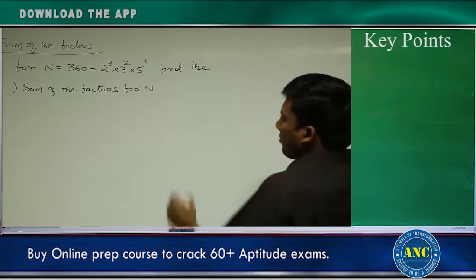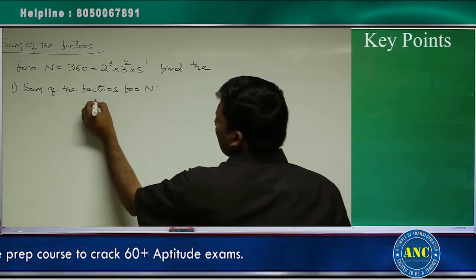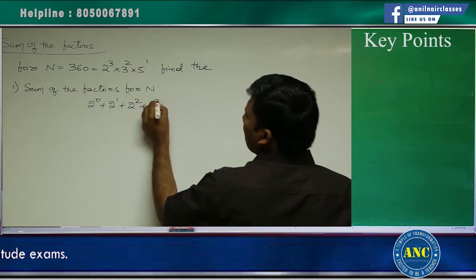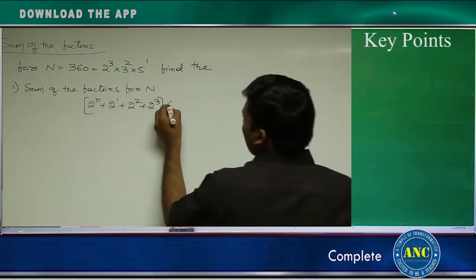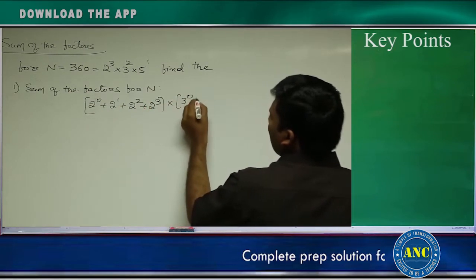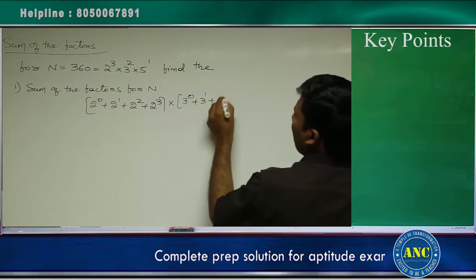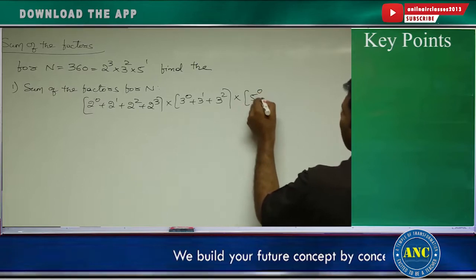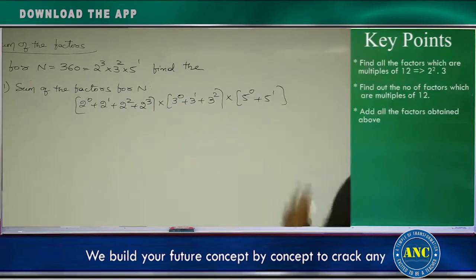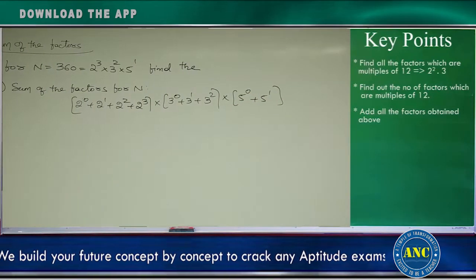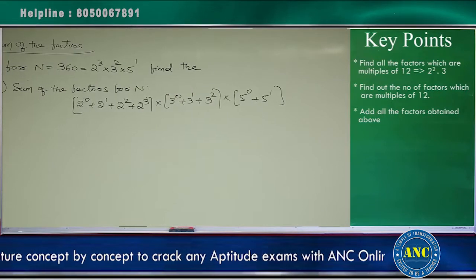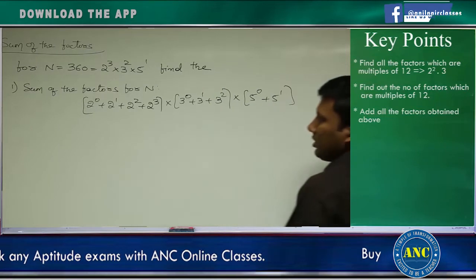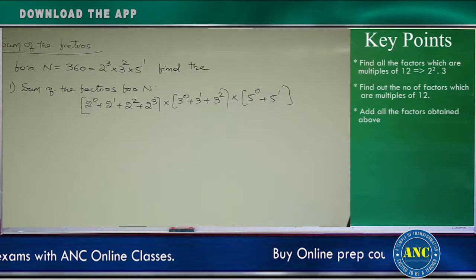Sum of the factors will be (2 power 0 plus 2 power 1 plus 2 power 2 plus 2 power 3) into the next one, (3 power 0, 3 power 1, 3 power 2), and the next one will be (5 power 0 plus 5 power 1). This is the sum of the factors for n. You can apply the geometric progression sum to n terms and you can get the answer.